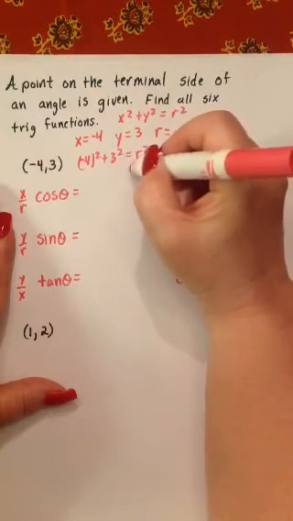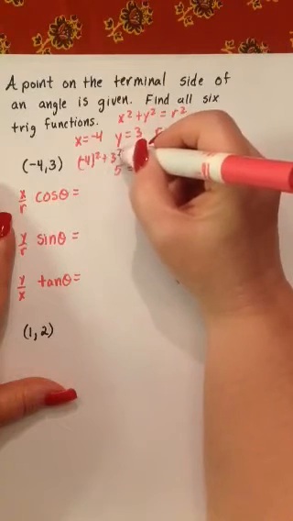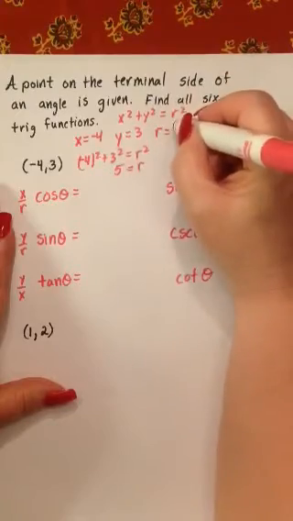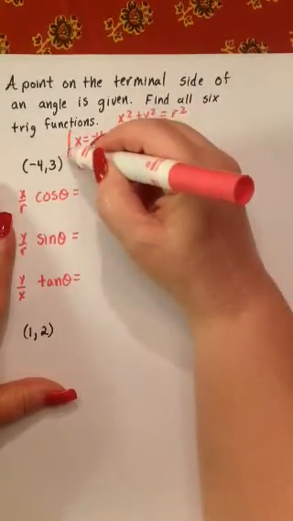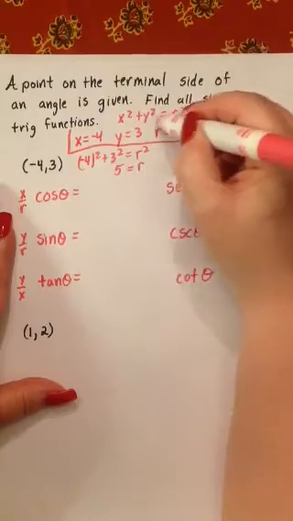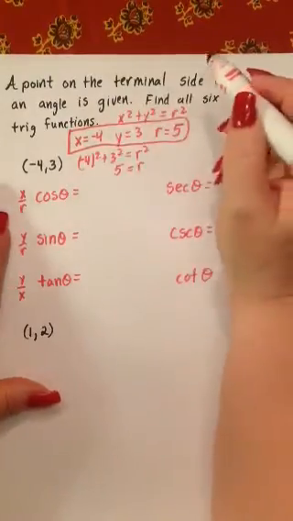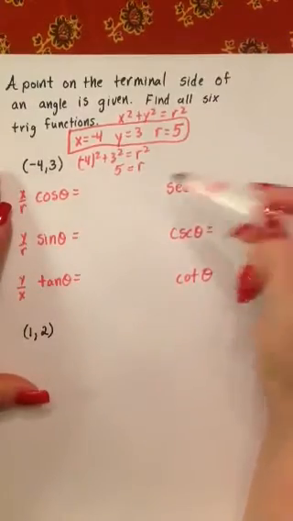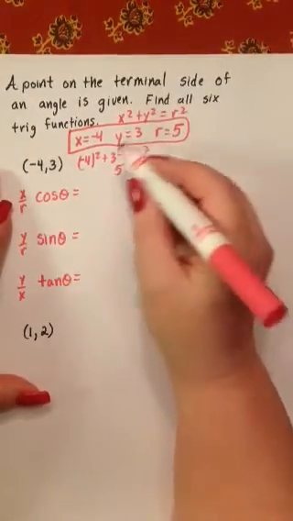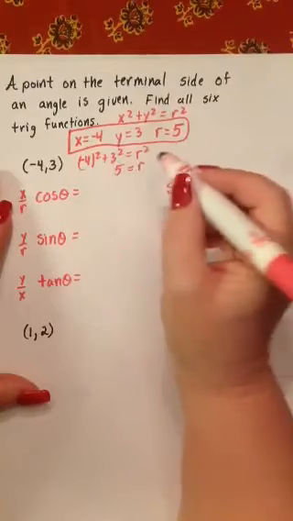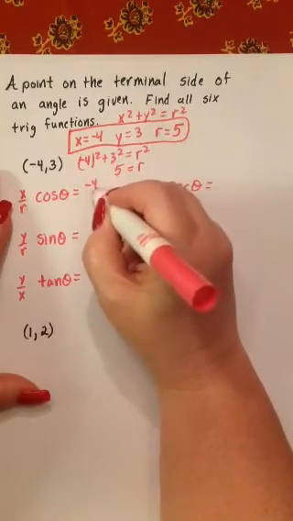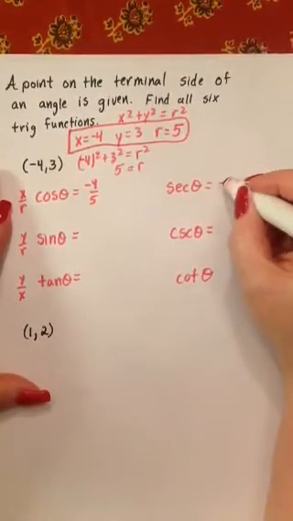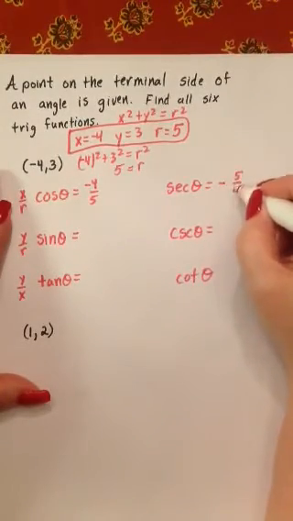So r comes out just to be 5. Because if you add those together, 16 plus 9, you get 25, and the square root of 25 is 5. So r is 5. So this is critically important that I know what x, y, and r are, so I could figure these out. I already have the formulas written down, so I guess that was the hardest math I had to do. So cosine will just be x over r, which is -4 over 5. Secant is just the reciprocal of this, so it's going to be -5/4.